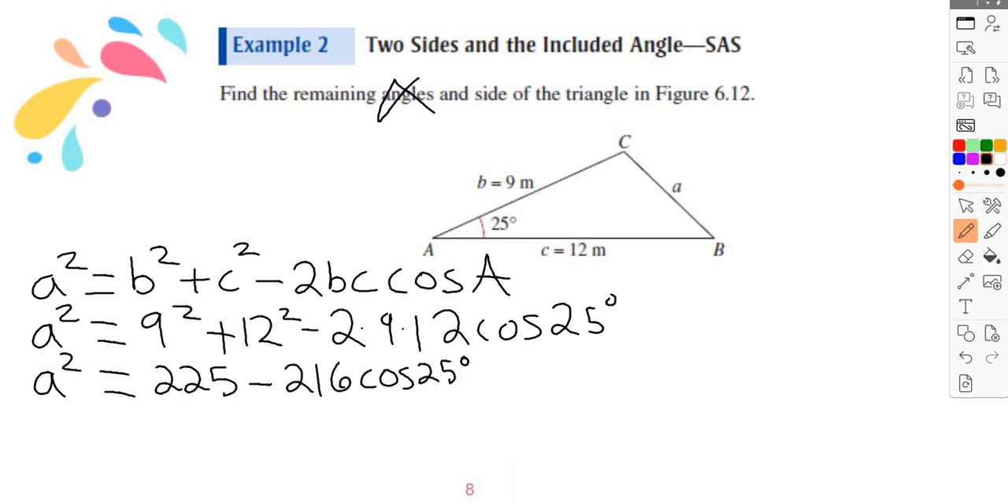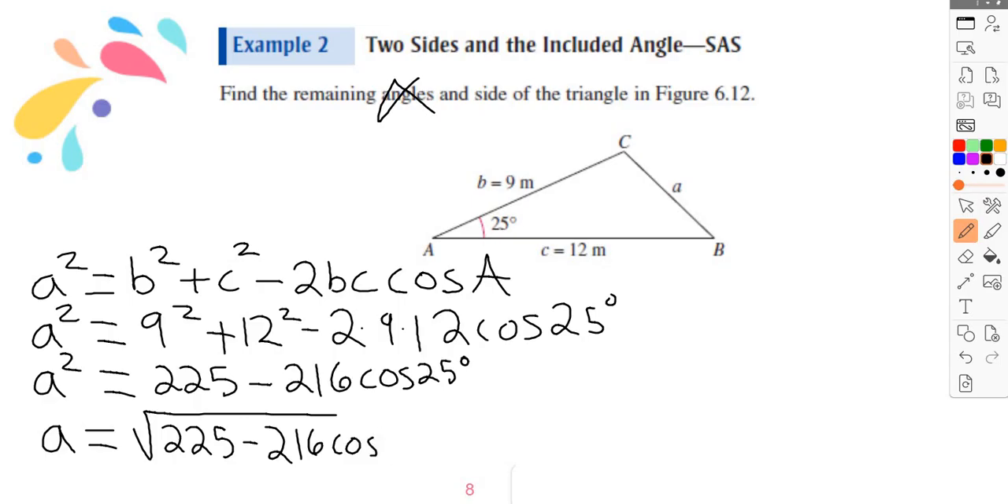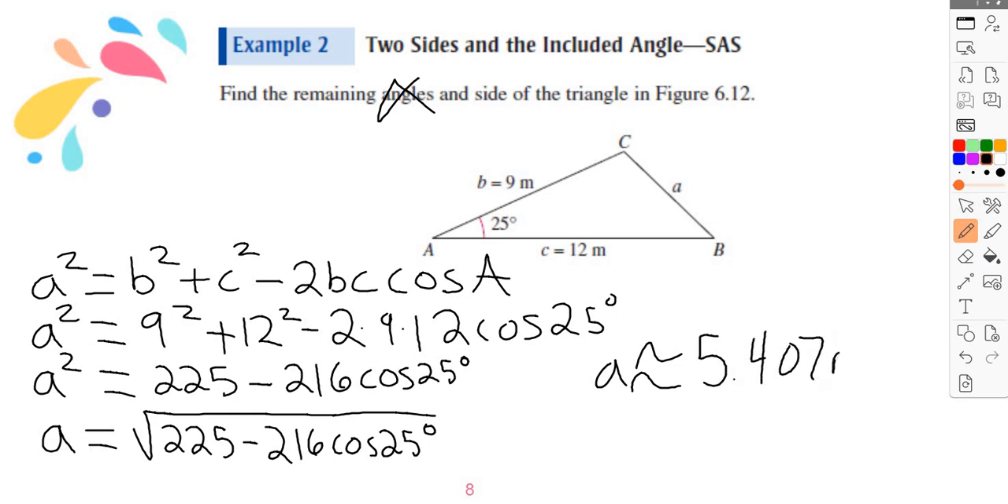And then what would I have to do in order to solve for A? Square root it. So we have the square root of 225 minus 216 cosine of 25 degrees. You're going to plug all of that in. And what do we get? 5.407. And we're in medium. So that's going to be my answer.